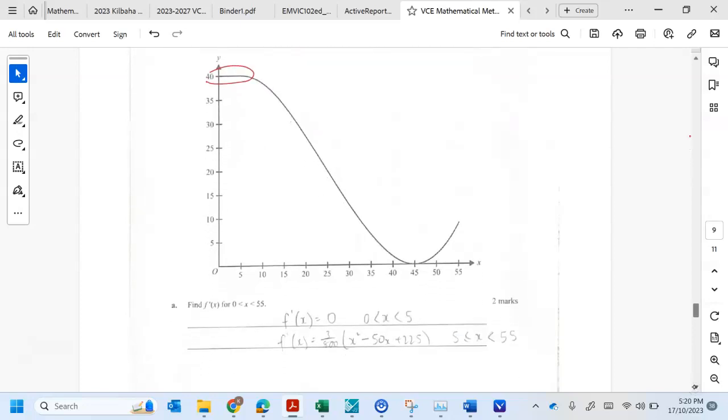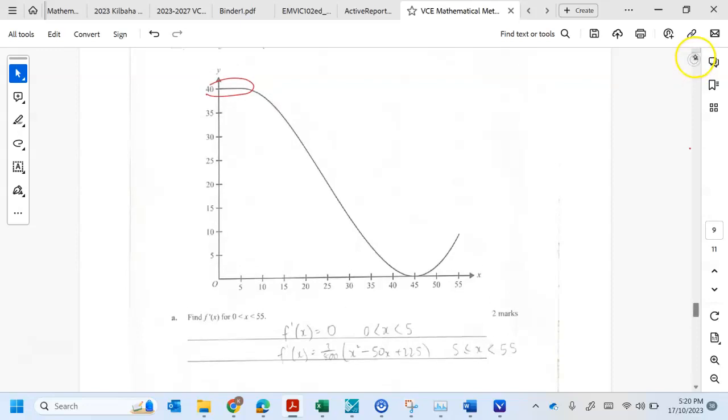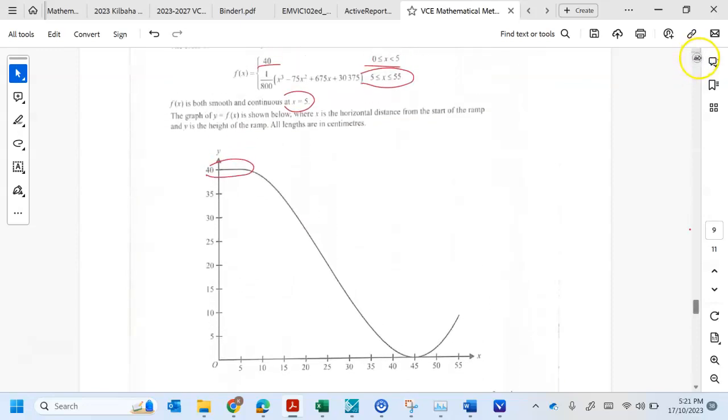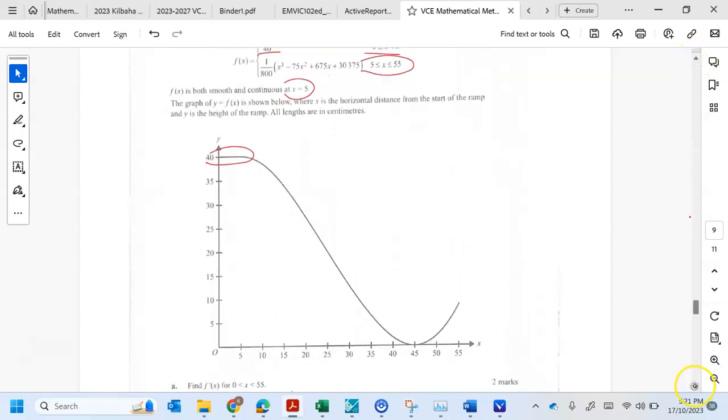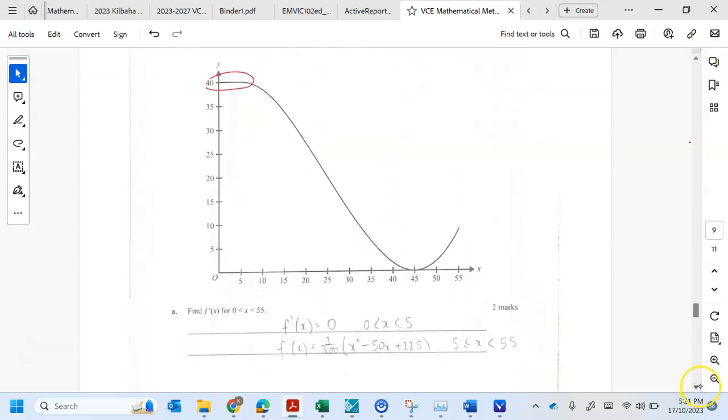All right, so we have to find the derivative. So we're finding the derivative of each function in that piecewise function. So the first one, we're doing f of x equals 40. So the derivative of that is 0. And then the second one.